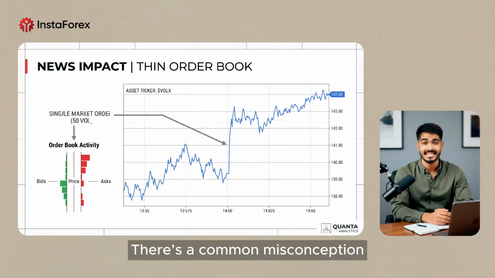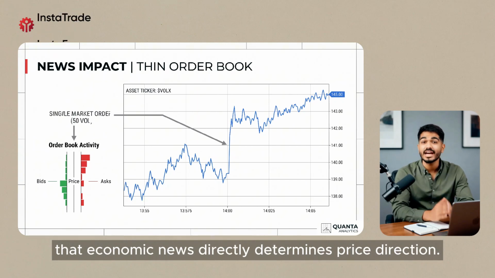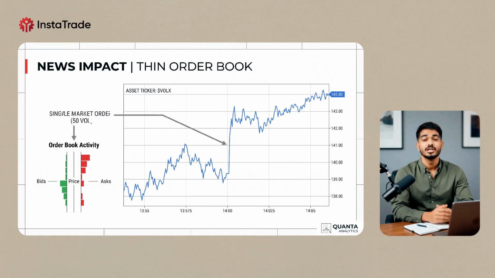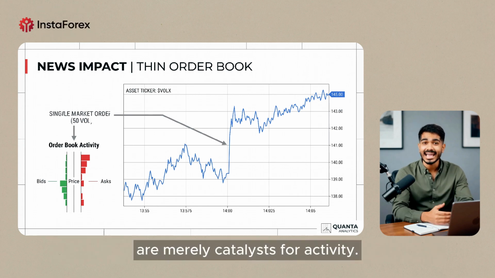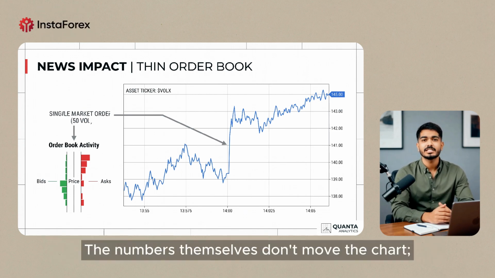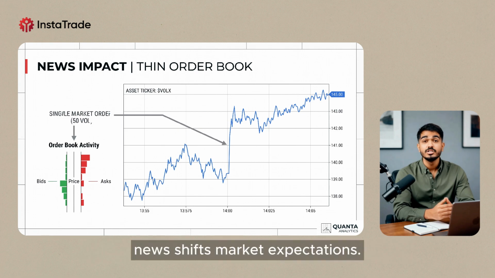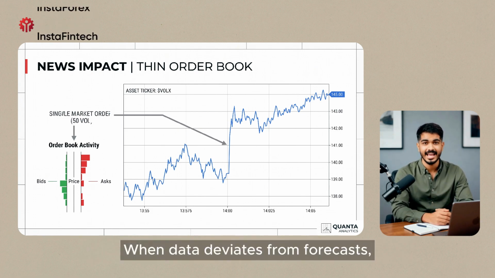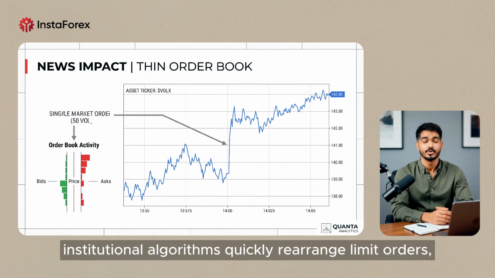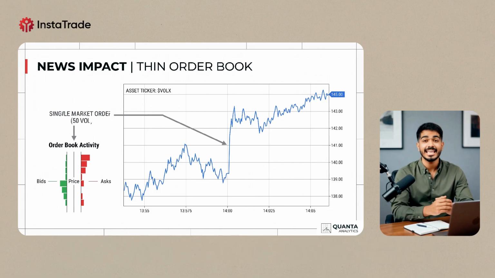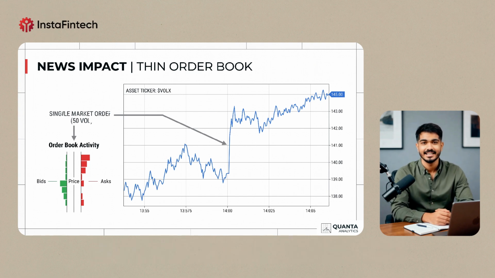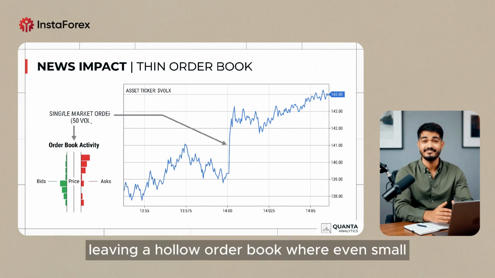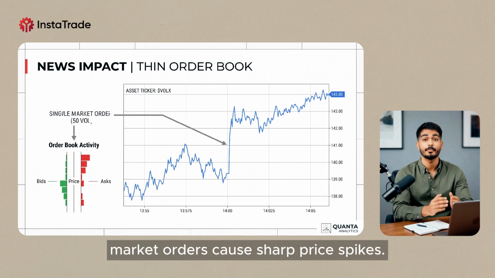There's a common misconception that economic news directly determines price direction. News releases, like inflation or unemployment reports, are merely catalysts for activity. The numbers themselves don't move the chart. News shifts market expectations. When data deviates from forecasts, institutional algorithms quickly rearrange limit orders, canceling or pulling them to different levels. Liquidity thins out, leaving a hollow order book where even small market orders cause sharp price spikes.